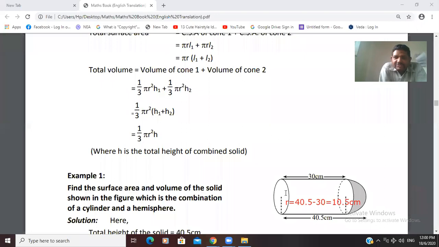Area of circle pi r square plus curved surface area of the cylinder 2 pi r h plus curved surface area of the hemisphere 2 pi r square. We get the total surface area. Similarly, if you want to find the volume, you have to find the volume of the cylinder plus the volume of the hemisphere, that is pi r square h plus 2 by 3 pi r cube. In this way, you can find out the total surface area and volume of this solid object. Now everybody do your classwork.